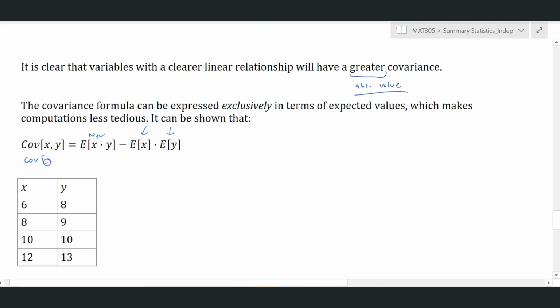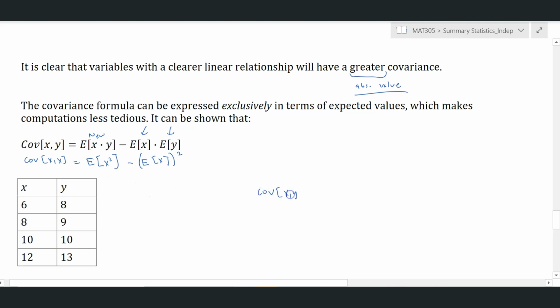Again, if you do the covariance between a variable and itself, the only thing that changes is that you get the expected value of x times x, which is x squared, and then this would be the expected value of x times the expected value of x, which is not the same thing as the expected value of x squared. It's the expected value of x, quantity squared. Here you're squaring the expected value. Here you're squaring all of the x's. Different story. So, okay, let's compute the covariance here between x and y.